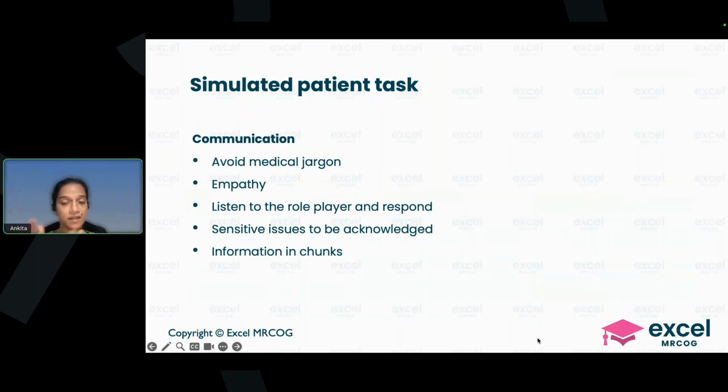So after every chunk of information, pause and say, am I clear? Do not say, do you understand, are you clear? No, say, am I clear so far? All right, so that is how you would do it.